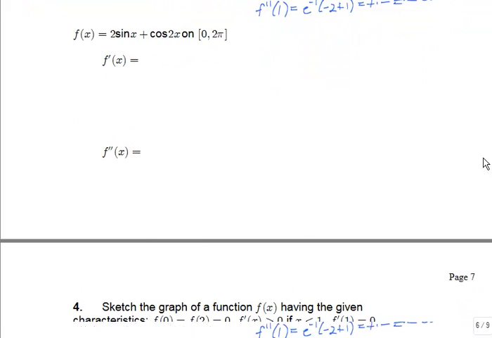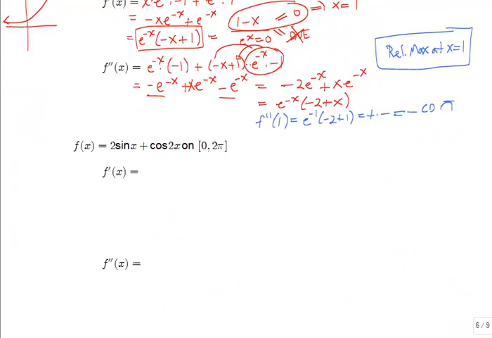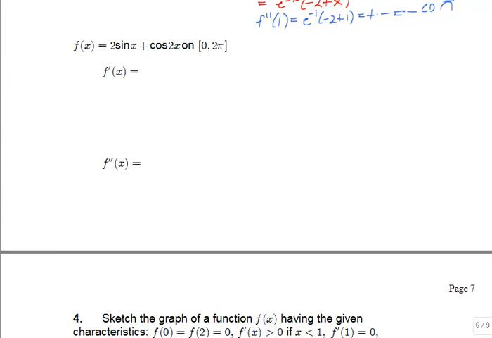Okay, let's try one last example, and this will involve a trig function. Okay, so we've got the function 2 sine x plus cosine 2x. So in order to apply the second derivative test to this, we still need to find that first derivative and find those critical numbers.